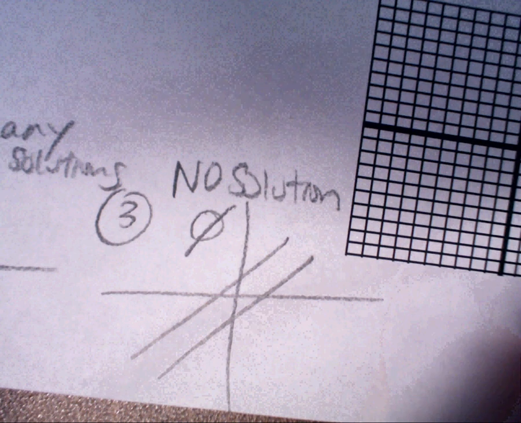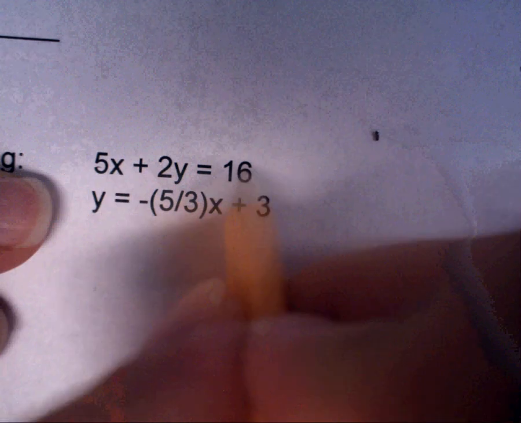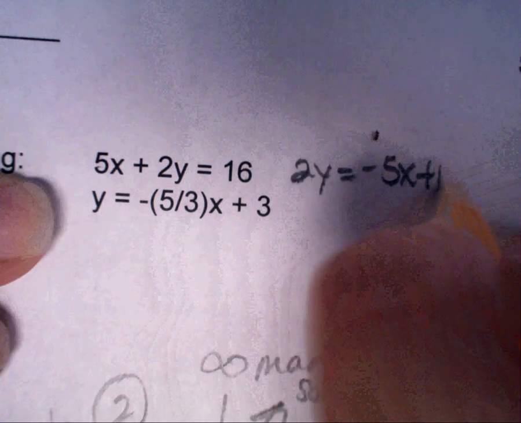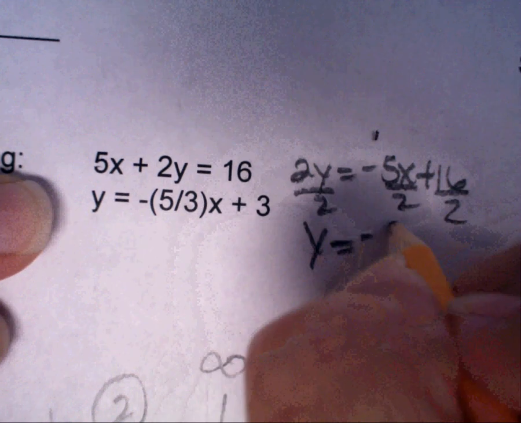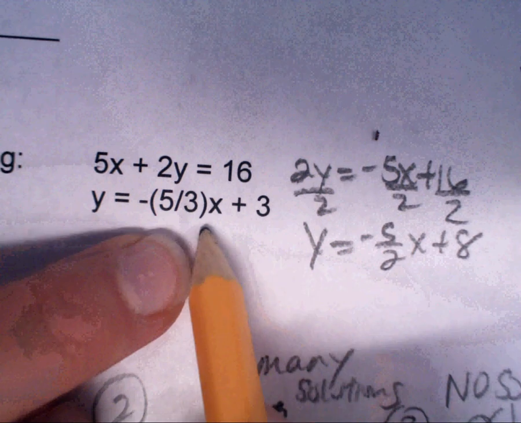Okay, let's do our last one. Let's do by graphing. So, for instance, on number 9, I'm going to make sure to get y by itself, so I'm going to subtract 5x. So 2y equals negative 5x plus 16. Divide by 2. Y equals negative 5 over 2x plus 8. And then this one's already ready to go. So I'm going to start with the negative 5 over 2x plus 8.